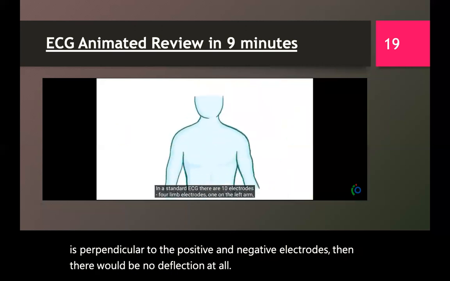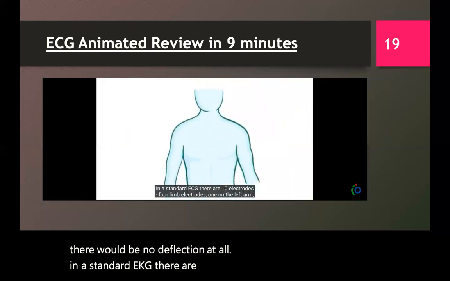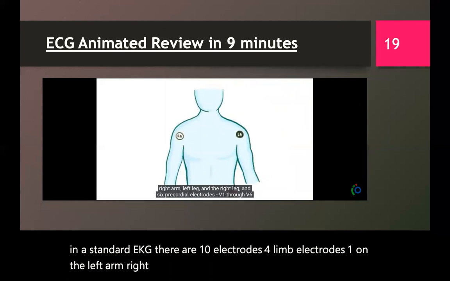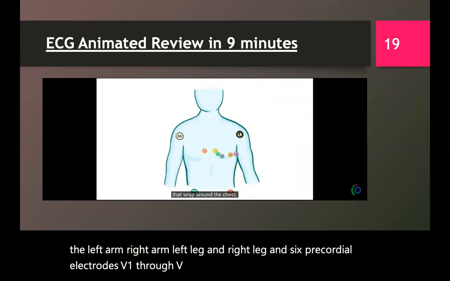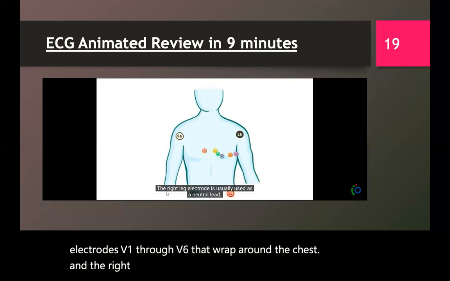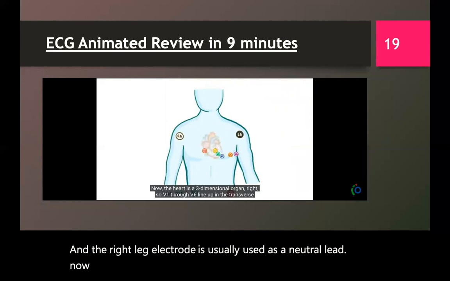In a standard ECG, there are 10 electrodes: 4 limb electrodes, one on the left arm, left leg, and right leg, and 6 precordial electrodes, V1 through V6, that wrap around the chest. The right leg electrode is usually used as a neutral lead. Now, the heart's a three-dimensional organ, right?